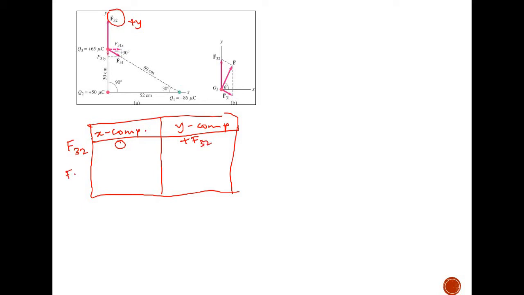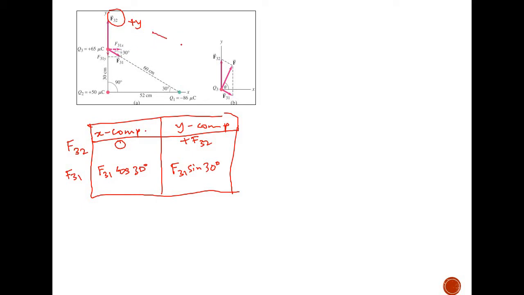Okay, so for F31, for the X component, you can see that the theta here is 30 degrees. So for this F31X, you will use the cos, so it will give you F31 cos 30, while for F31Y, you can see that the force is going down, so we will use F31 sine 30. Okay, so the concept is very easy.